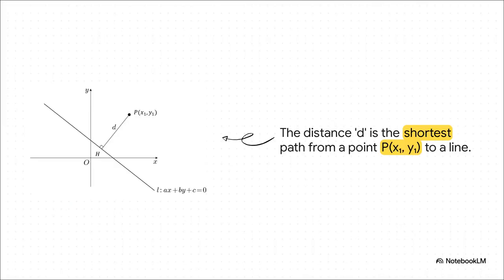So imagine you're standing somewhere and there's a street or road nearby. What's the fastest way to get to the road? You wouldn't walk at a weird angle, right? You'd walk straight towards it, making a T shape. That's exactly what we're talking about here. The shortest possible distance, d, from a point to a line is always along a path that is perpendicular to that line.